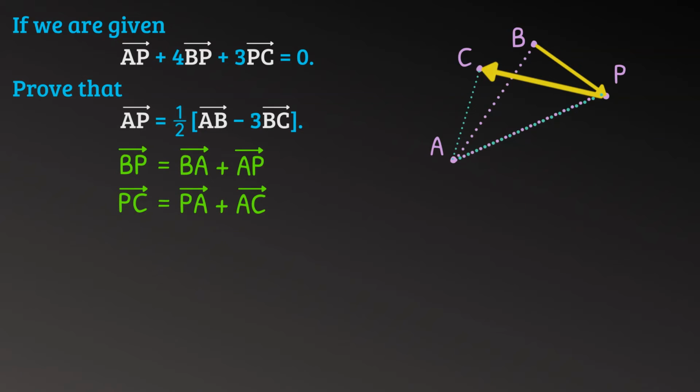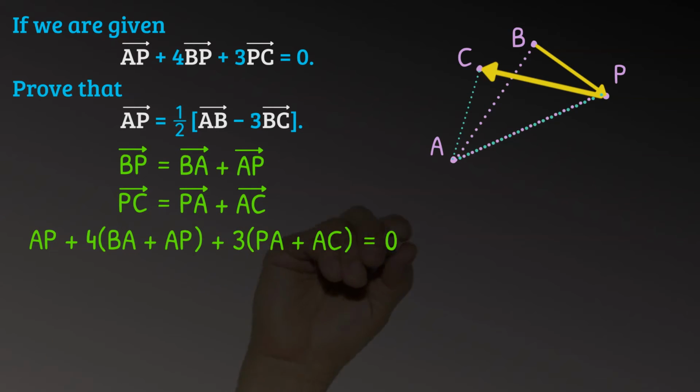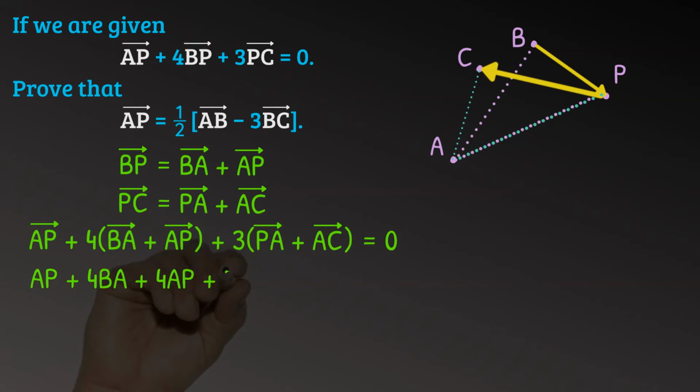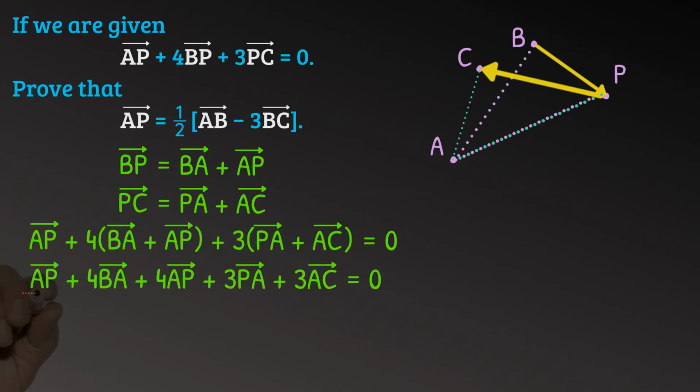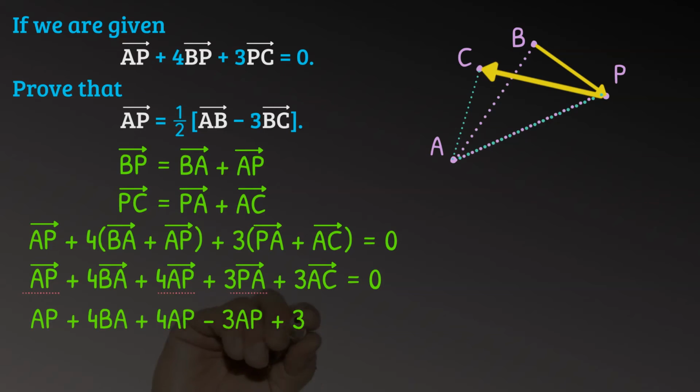Then we can substitute those values for BP and PC back into the expression that we were initially given, and then multiply out the brackets to get this. Now here you can see we have a couple of terms with AP and one with PA. Well, PA is exactly the same as AP but in the opposite direction. So we can change 3PA to minus 3AP.